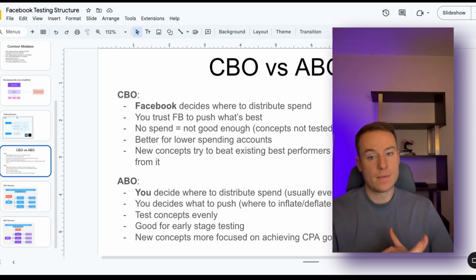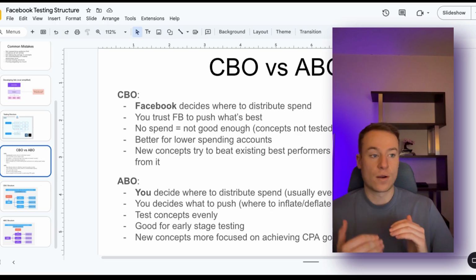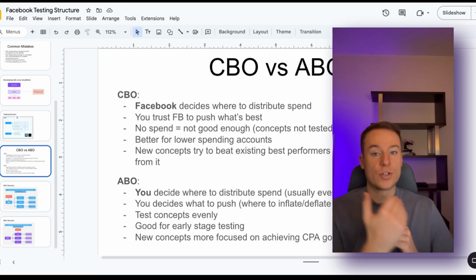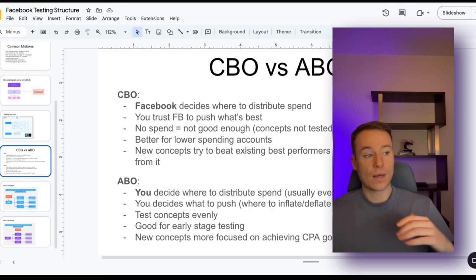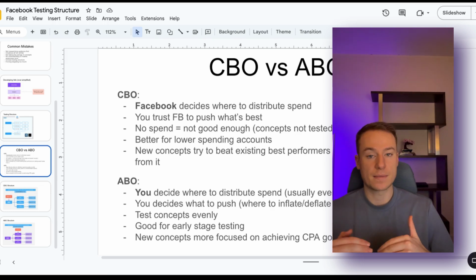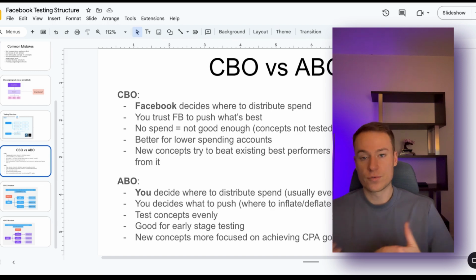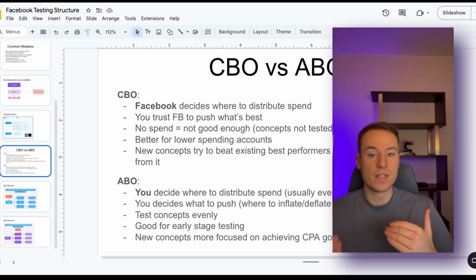But really what that CBO is saying is these 3 ad sets are what are relevant. This is what's good enough to deliver to the audience, and the other ones aren't good enough. Now what we found is this is better for lower spending accounts who don't have a huge amount of testing budget to test through hundreds or thousands of dollars through individual ad sets.